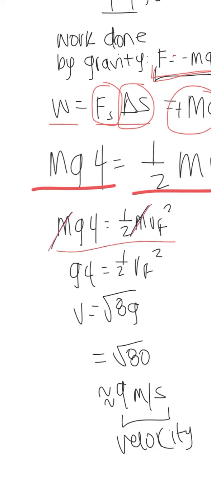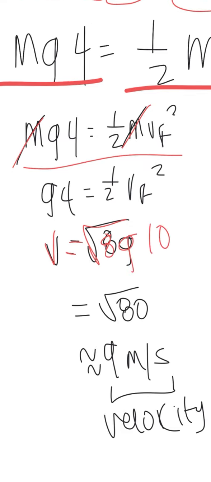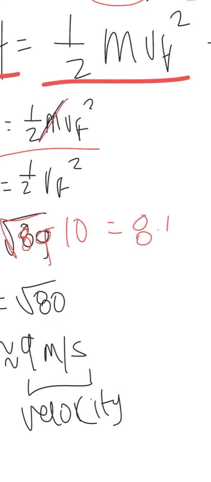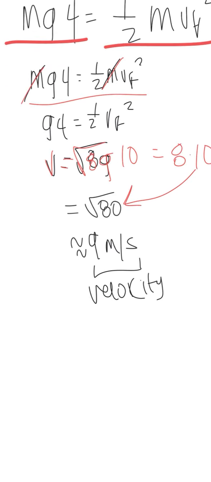Now we can cross out the m's, and we just have that g times 4 equals 1/2 v final squared. Now, if we solve this, we'll have that v is equal to the square root of 8 times g, or gravity, which we know is 10. So that's 8 times 10, which is 80. So we have the square root of 80, which is approximately 9 meters per second. And that's the velocity that the object has going from y1 10 to y2 6.